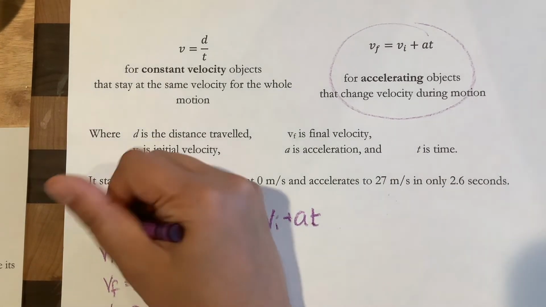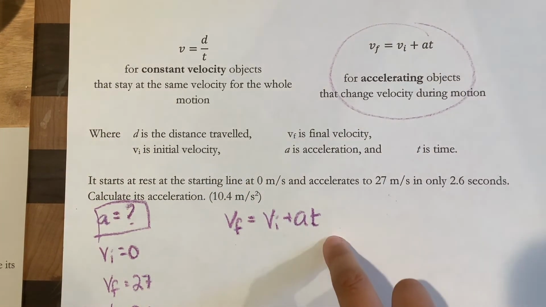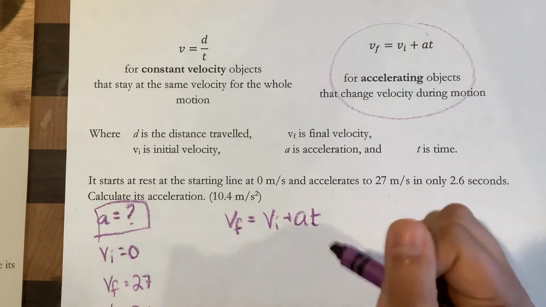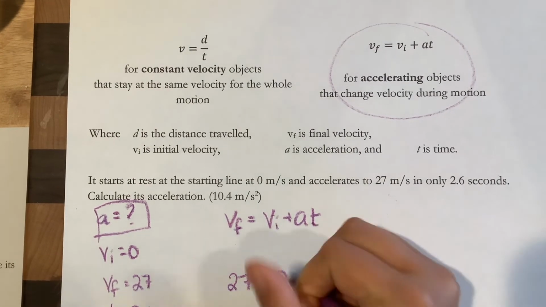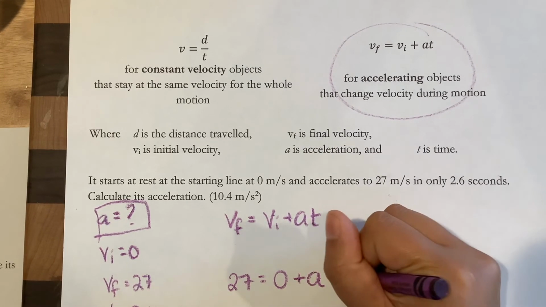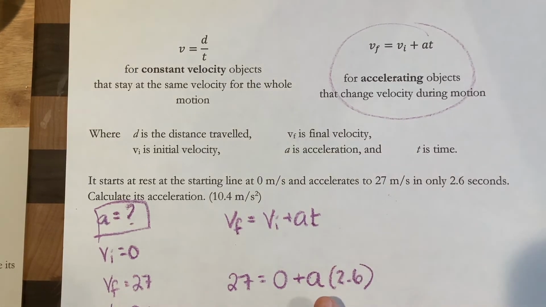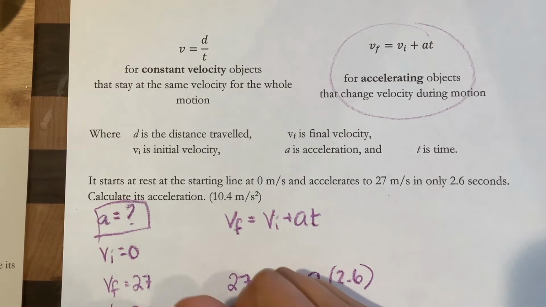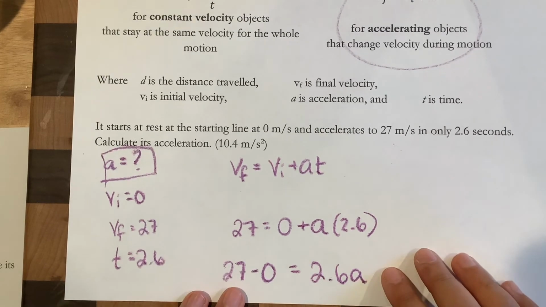Okay. Now we have our knowns and unknowns, our equation in the original form. Let's substitute. That's 27 equals 0 plus, I'm just going to leave this as A because that's what I'm looking for, and T is 2.6. I'm going to subtract the 0 to the other side. And if you're funny here, like this is just order of operations, it's multiplying. Oh, we'll move it up so you can see it.